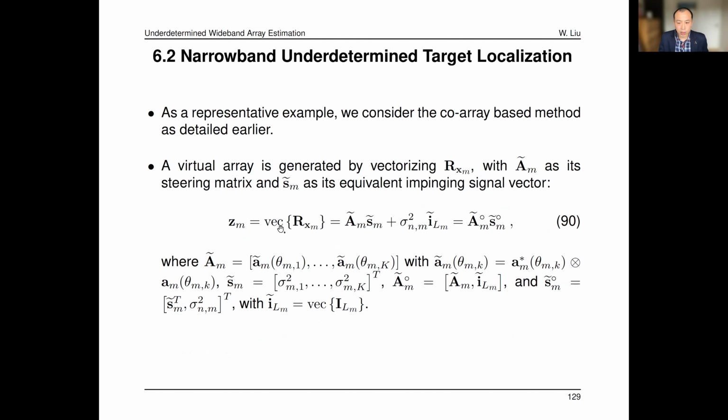To do this co-array-based method, you do the vectorization, right? You vectorize this covariance matrix. So do the vectorization, z_m equals this, vectorize this R_xm. And then you have this new signal model. You have one sample. This is a source vector. This is the equivalent virtual steering matrix. And this steering matrix is given by this, okay, virtual steering vectors. It's a Kronecker product of these individual physical steering vectors, okay? So that's a standard result. And from here, we can also merge this noise part into the steering matrix for the source to generate a new steering matrix. And then this is the new source vector, right? That's the model.